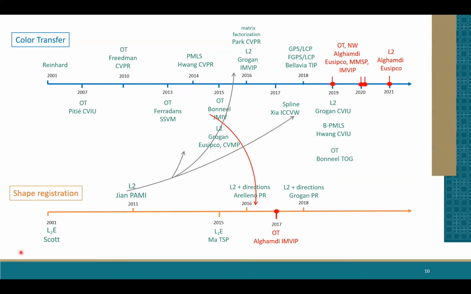At the same time, in the image registration field, Jian proposed the successful L2 framework that inspired so many later methods, including color transfer methods. In this thesis, we extend the work of L2 and optimal transport, as well as kernel regression, to tackle the high dimensional distribution transfer problem. And our work is shown here in red.